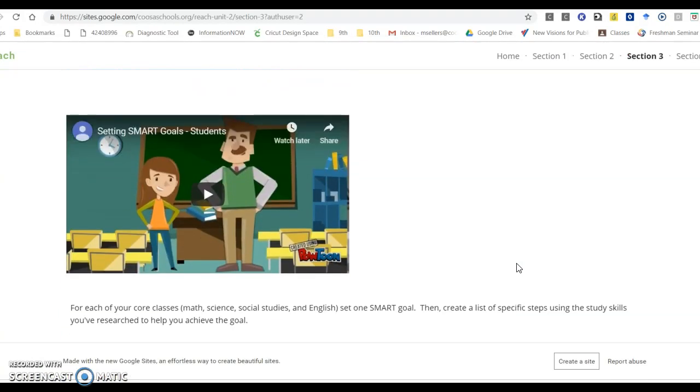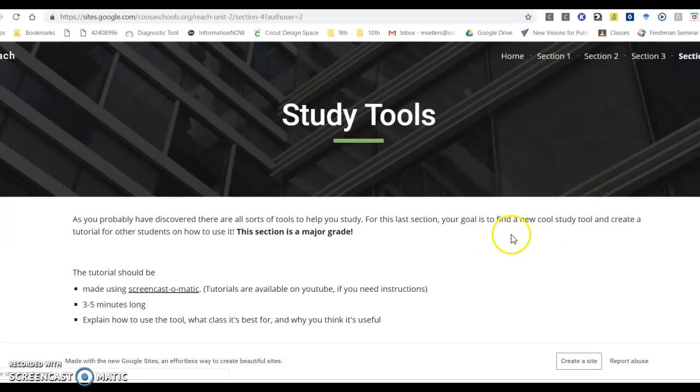And we have videos all throughout this to ask the students to do specific things related to the videos. So it's not just watching the videos, it's doing something with the videos. And then finally, the students are supposed to use Screencast-O-Matic to create a tutorial or an explanation on one of the study tools that they discovered, so that they're sharing this information with their peers.